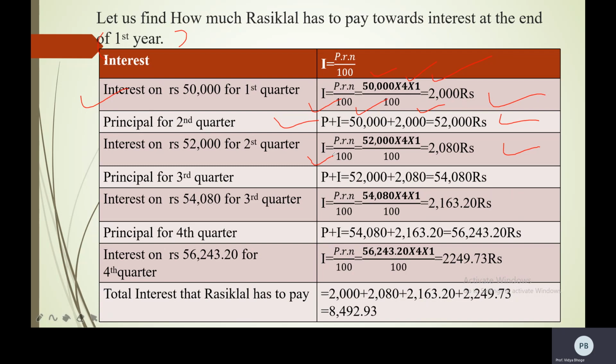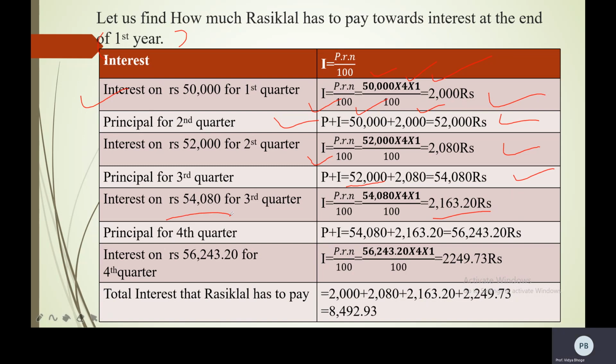Then what is the principal amount for the third quarter? Previous interest plus principal amount. The principal amount is 52,000 from the previous quarter. Then 52,000 plus 2080, we get 54,080. Similarly, Rasiklal calculates the interest for the third quarter on 54,080, and we get 2,163.20. Means Rasiklal has to pay interest on rupees 54,080.